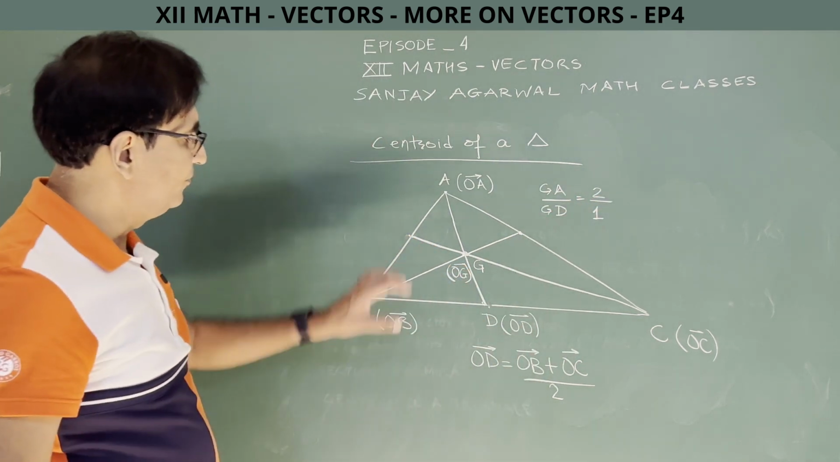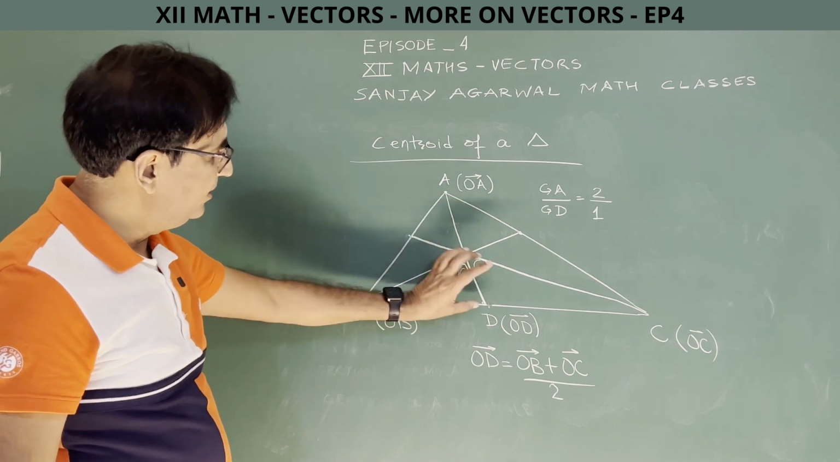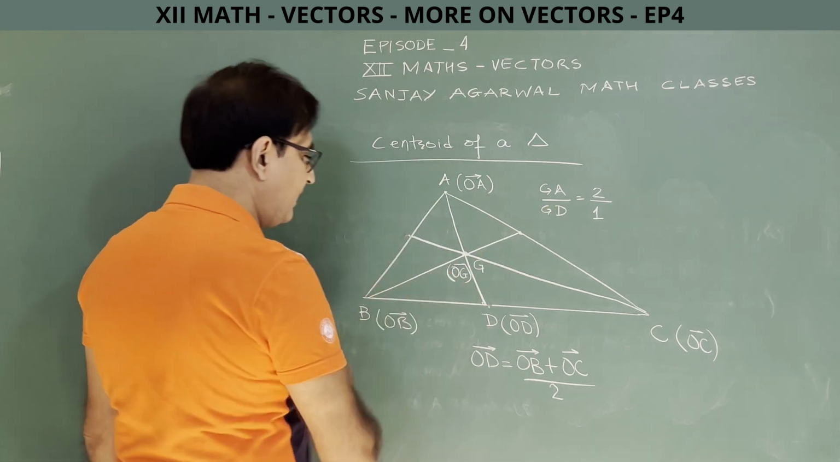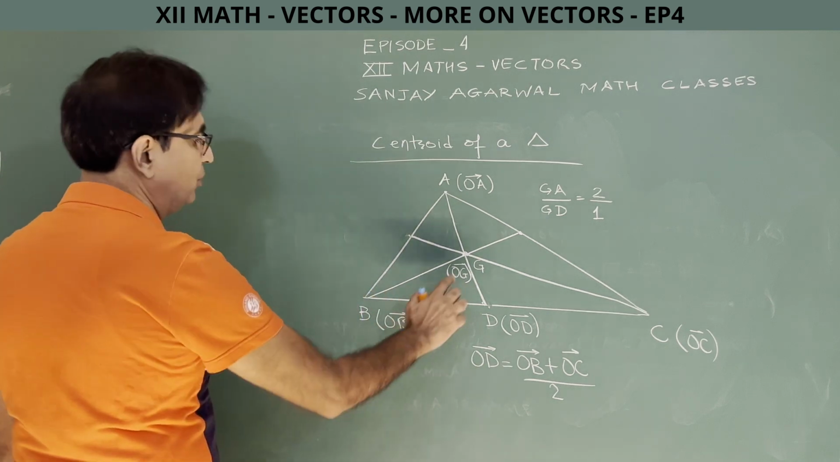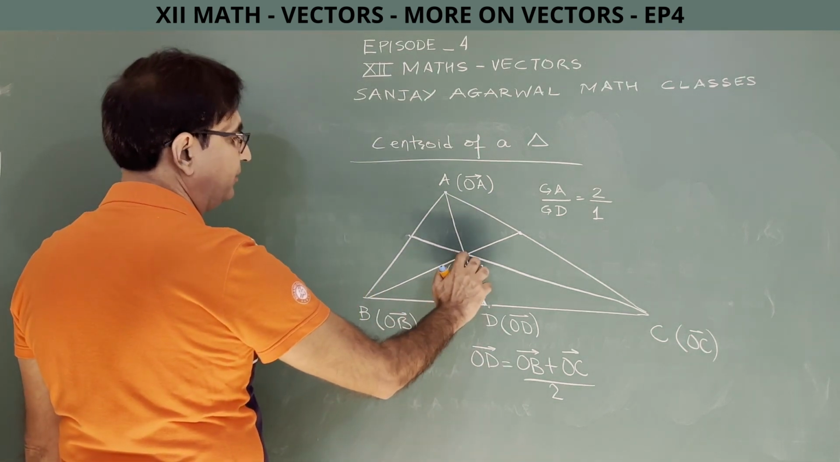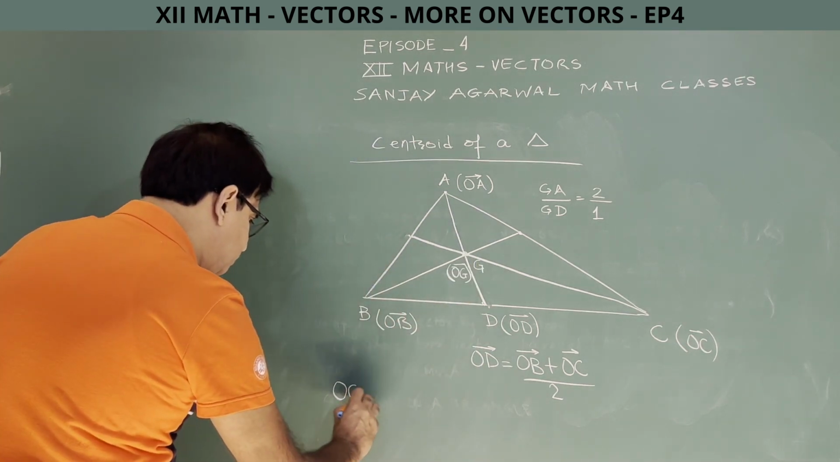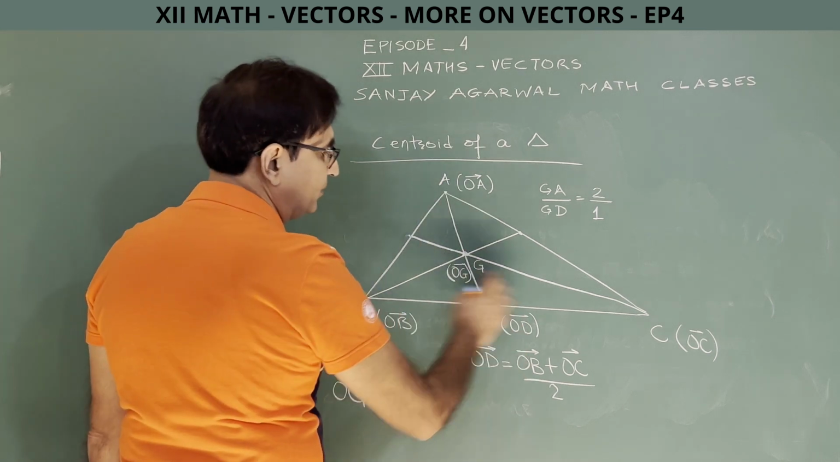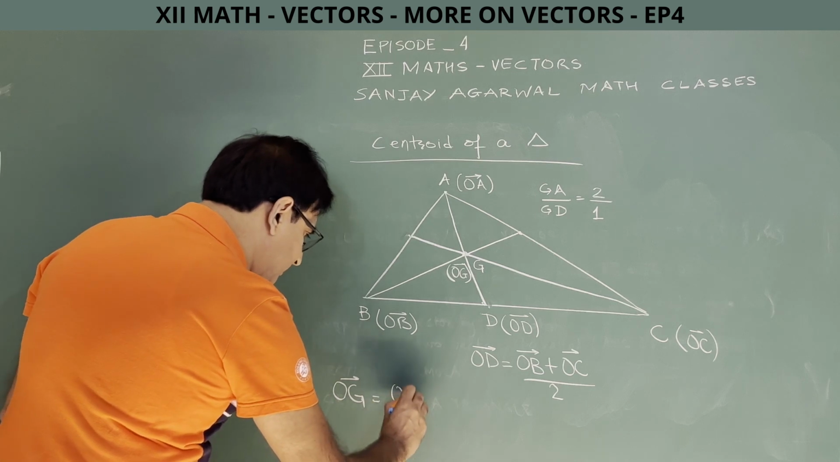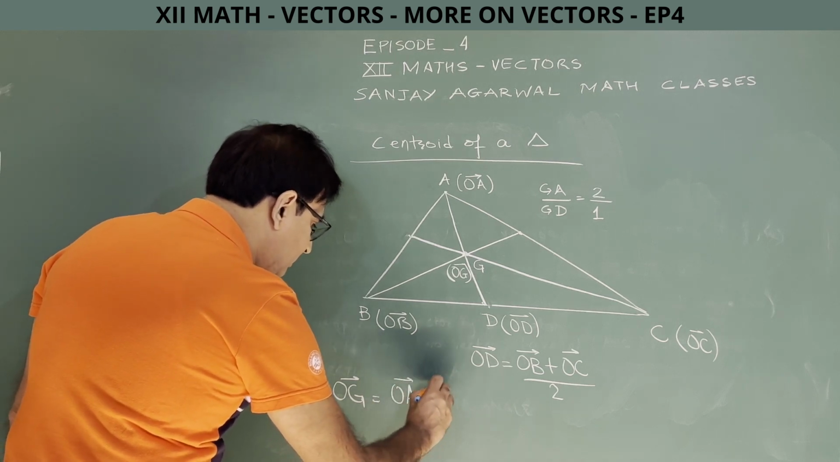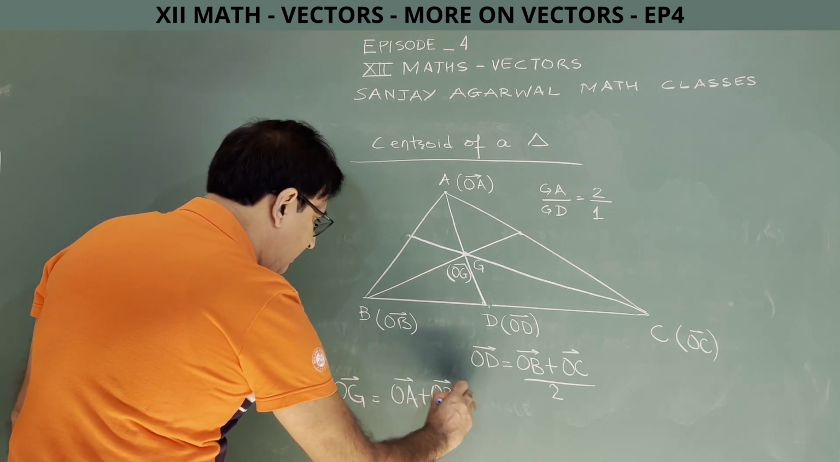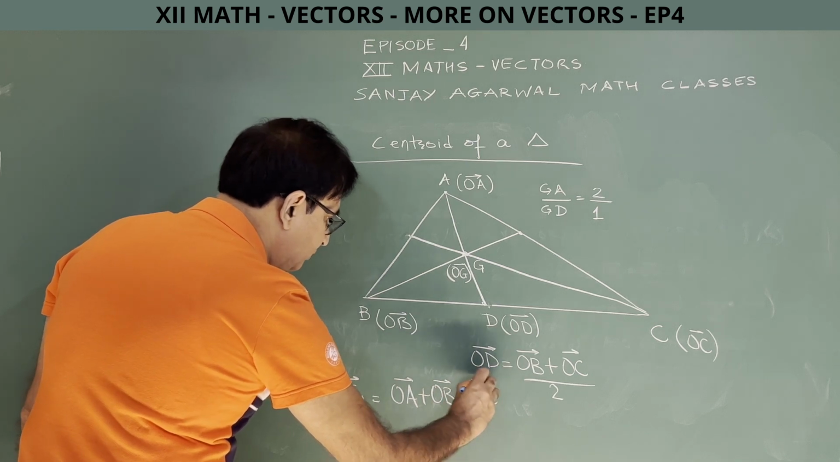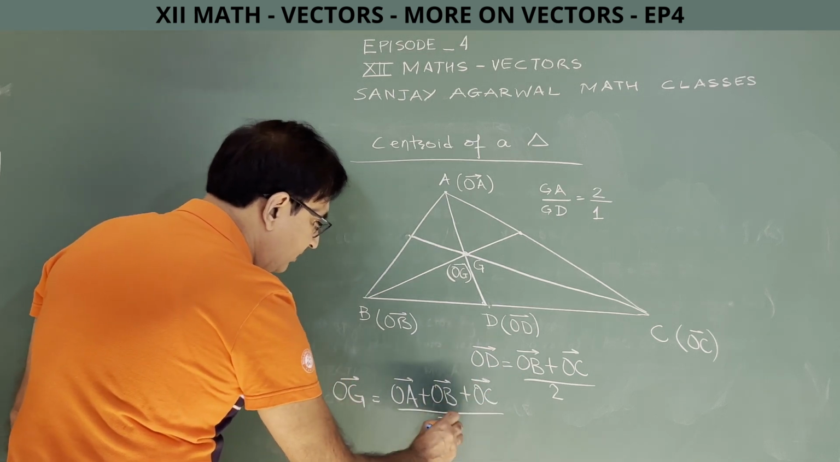So, this is just for your information. GA divided by GD will be 2:1. And what is the formula I am going to give you? What is the position vector of the centroid? So, the position vector of the centroid I can say like this, average of the corners. So, position vector of A plus position vector of B plus position vector of C divided by 3.